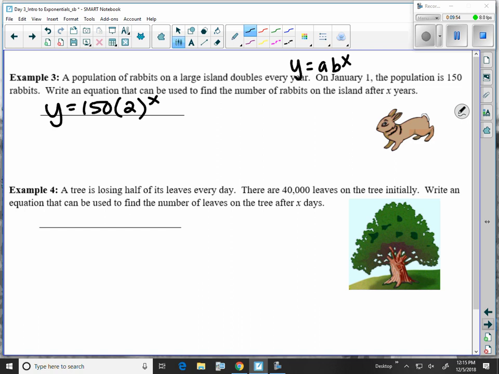So I could ask you, after 3 years, what's the population of rabbits? What would you do? Raise your hand and tell me. Yeah, you'd plug in 3. So you would do 150 times 2 to the 3rd power. Go ahead and do it in your calculator. You can do it in Desmos too, if you just type it in one of the lines, it'll tell you. I got 1,200. Anybody else get 1,200?